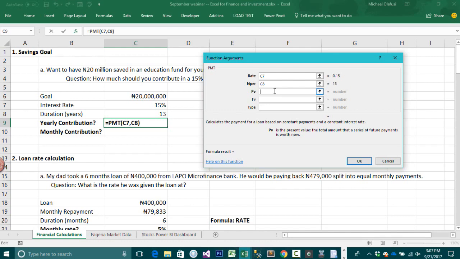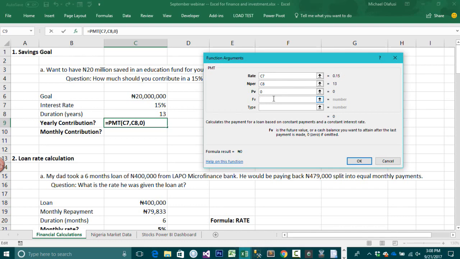PV stands for present value, in case you are not an accounting background person, or you are not familiar with some of these terms. So what's the present value of what you have right now? And because you haven't saved anything, you are starting, we're going to put 0 there. There is no money you have saved for now.